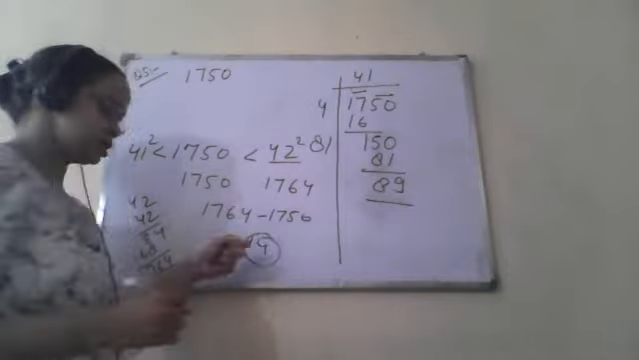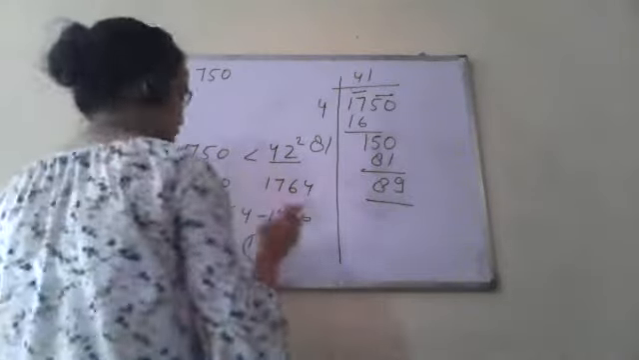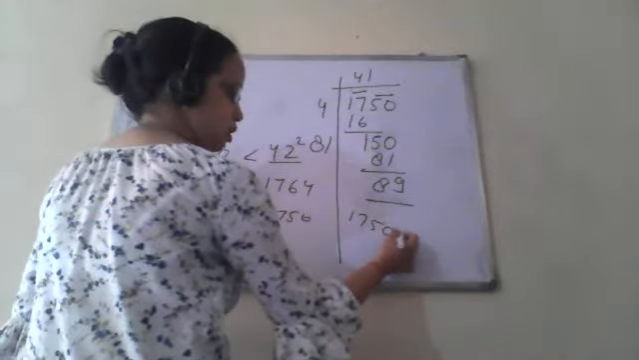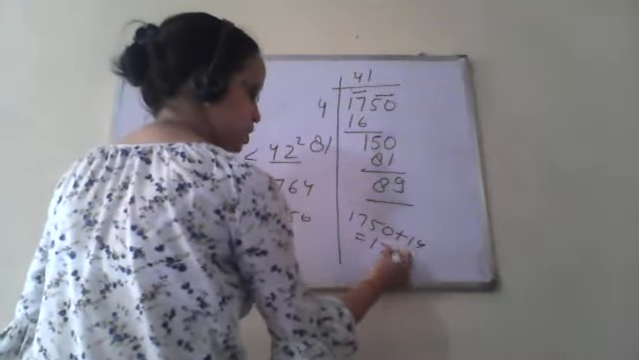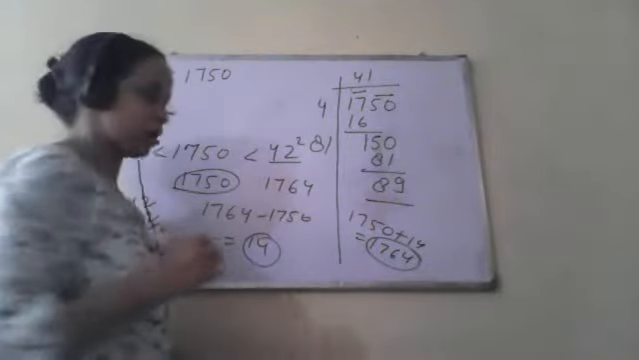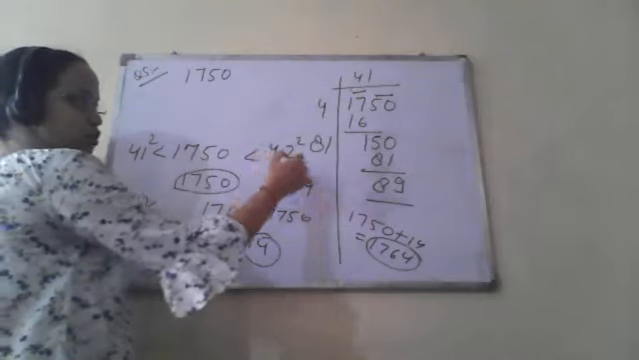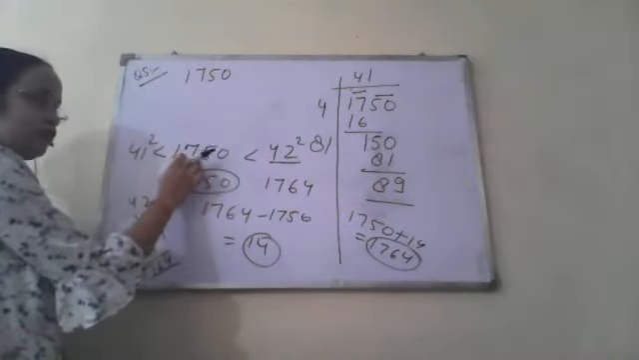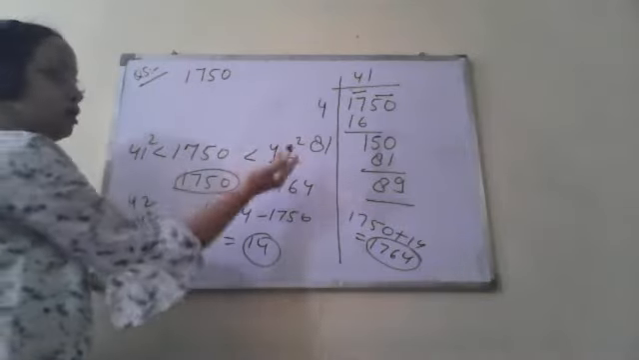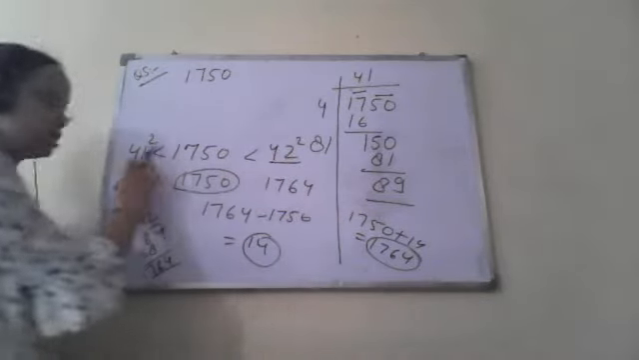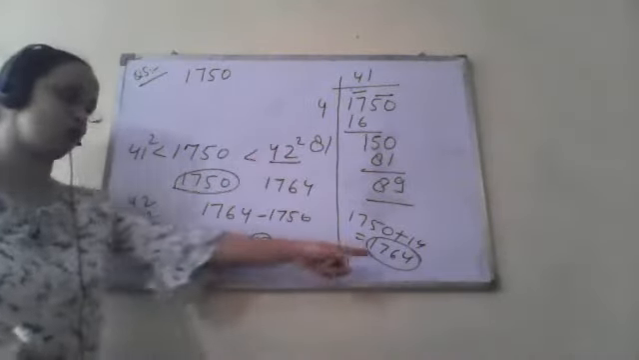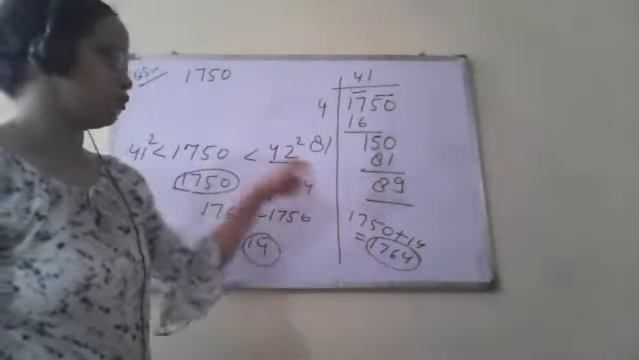So 14 is the smallest number that has to be added to this 1750. 1750 plus 14 will be 1764, and this 1764 will be the perfect square and the square root will be 42. So you have to compare just this number. Either it will be greater than the square of one number and less than the square of the consecutive number, that is 42. So the square root of this 1764 will be 42.